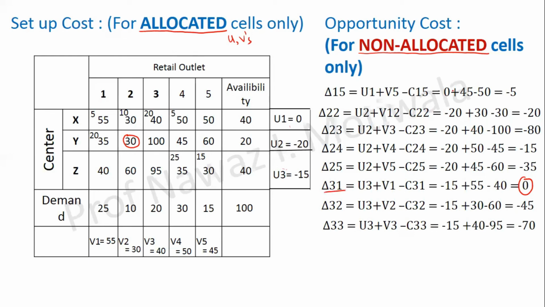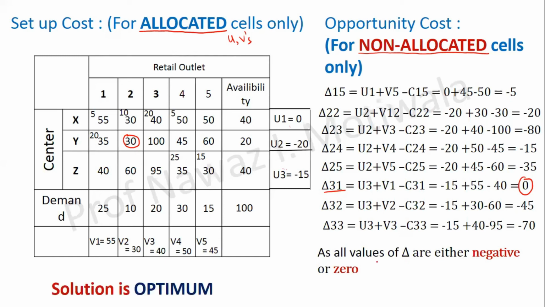But if we allocate at any other cell apart from this, there is a negative opportunity cost. That means the cost will increase. So my conclusion now is: as all the values of delta are negative or 0, the solution is optimum. That means whatever we have found is the optimum answer. That is, there is no further reduction possible in the cost.